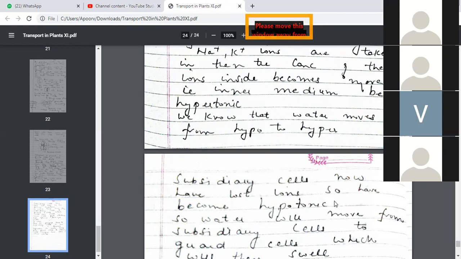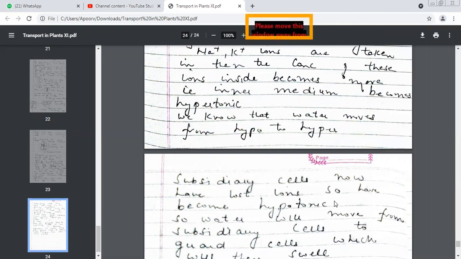So it becomes hyper or hypo? Hypertonic. And subsidiary cells, they have lost the ions. Hypotonic. Water always moves from hypotonic to hypertonic. When I did osmosis, I told you this is one part you need to always remember. So hypo to hyper. Which one was hypo? Guard cells or subsidiary cells? Subsidiary cells. So water will move from subsidiary to guard cells.